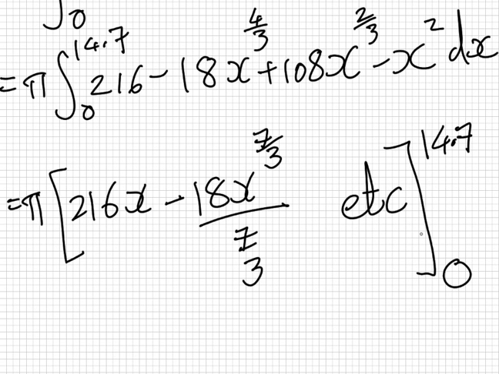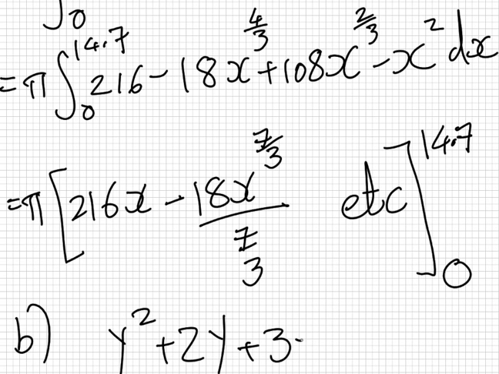So the next part, B part. Y squared plus 2y plus 3x cubed sine y equals 2x plus 1.